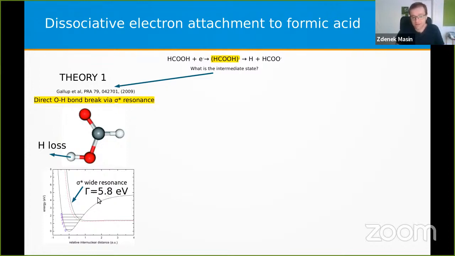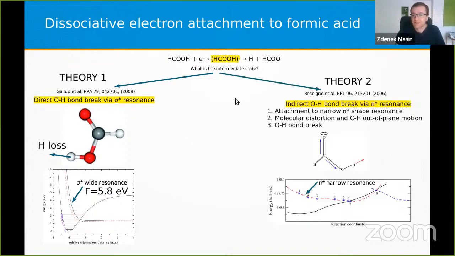So it's extremely short-lived. While there was a second theory proposed to explain the same process that was proposed by Thomas Sanche, actually a bit earlier in 2006. And it says, no, it's not so simple. Actually, the electron is attaching to a narrow shape resonance, which we all know is in this molecule, is present and is well known. But this resonance is causing some distortion of the molecular geometry. So like there are some bonds that are being extended and rotated. In particular, this CH bond rotates.